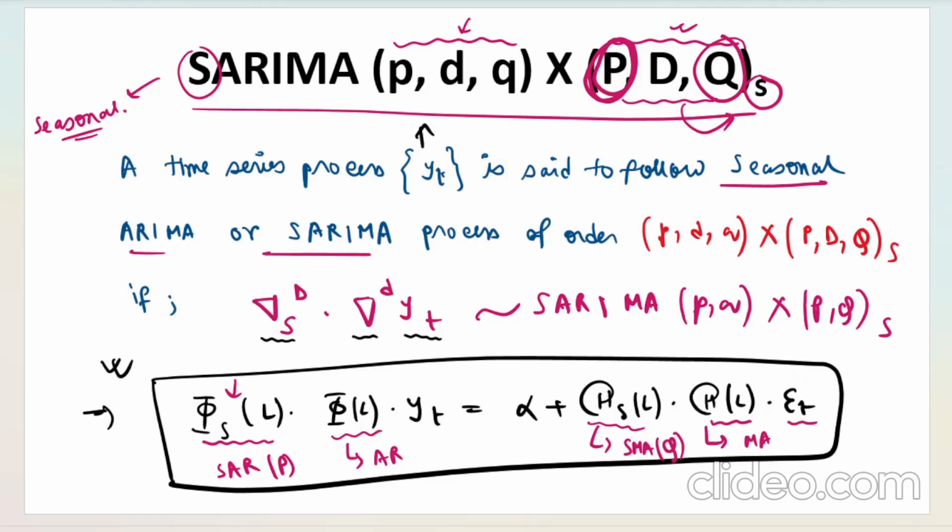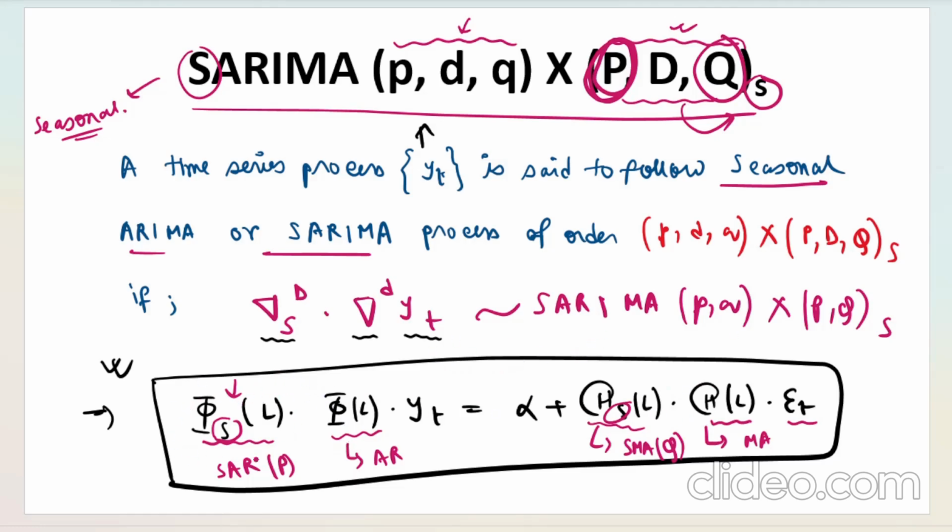I know it's getting a little complicated, but this is how it is, so we have to understand this. So this is basically the characteristic polynomial of AR, which we have already seen multiple times. This is the characteristic polynomial of MA, and these two are additionally associated with seasonality. If and only if the model has seasonality, this will come, otherwise there is no question of writing the model like this.